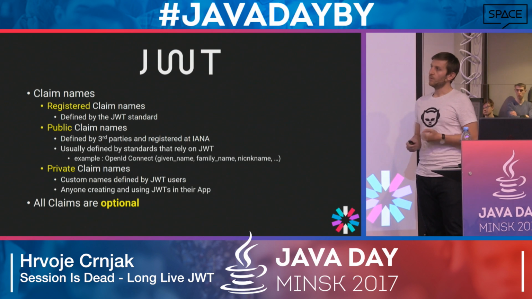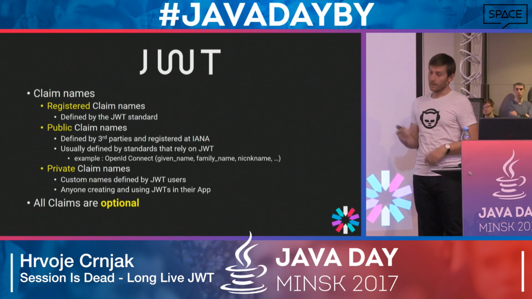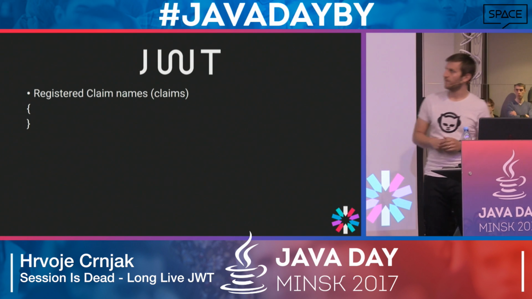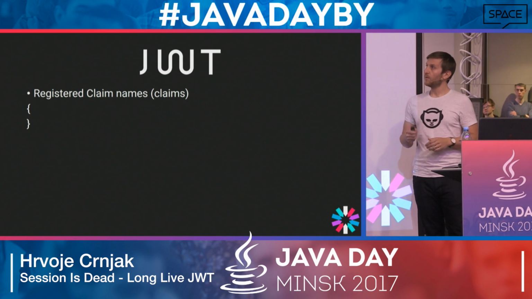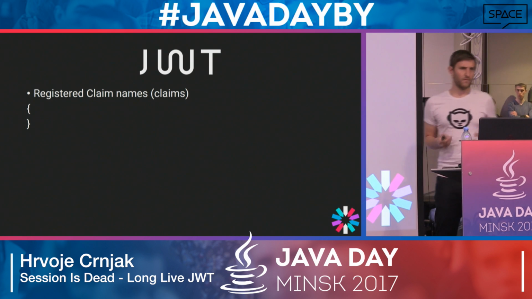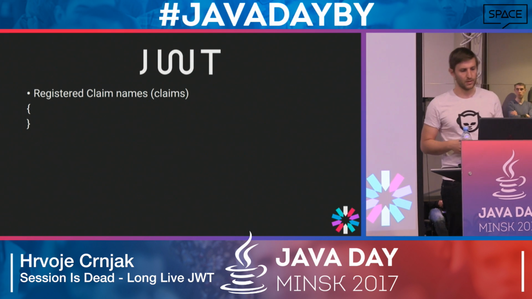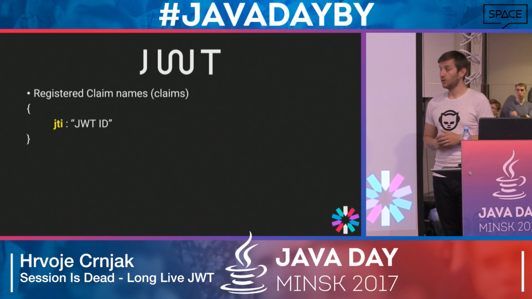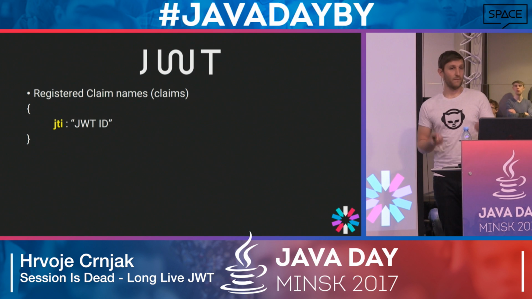Okay, so now that we know what the claim name types are, let's focus on registered claim names. From now on, I'll just call them claims because it's easier for me and you guys know what I'm talking about. So there are 7 registered claim names, the first one being the JWT ID. So this would be the ID of the token in question. Again, you don't have to use it if you don't want to, but if you do, then the standard mandates that this value should always be unique for your application.